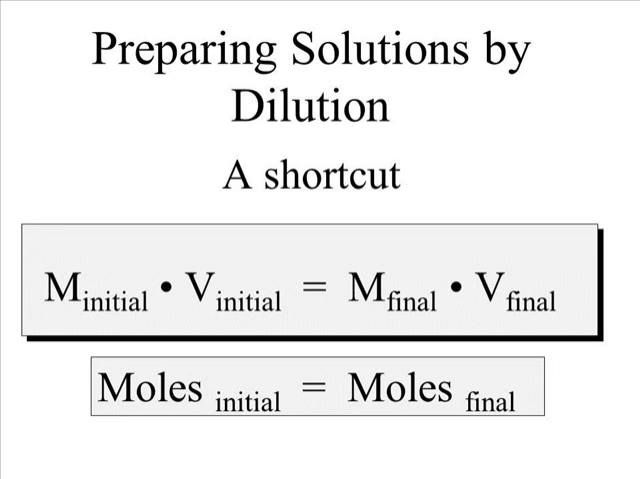Now, if you remember, molarity times volume in liters is moles. So when you dilute a solution, you don't change the number of moles. You change the concentration, but not the number of moles. So if you set the two sides of the equation equal, if the moles initial have to be equal to the moles final, then the molarity initial and volume initial will be equal to the molarity final and volume final, and you'll simply find the missing component.